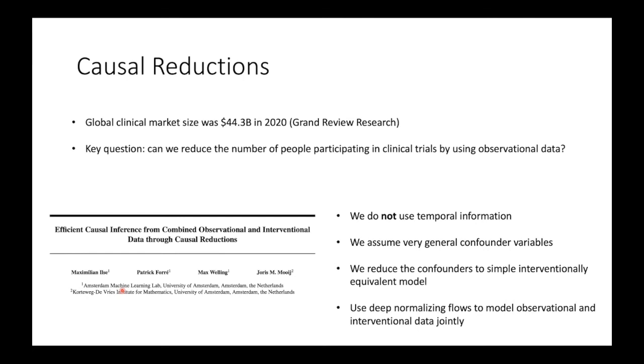Now, the idea was to not assume anything about the confounder variables, so to have a very general assumption about the number of confounders and how they interact, but then try to reduce the confounders to a single variable and to a very simple graphical model that is what we call intervention equivalent. Again, deep learning is playing an important role here because we're going to use normalizing flows. The normalizing flows are parameterized as deep neural nets, and we're going to train these models jointly on interventional and observational data.